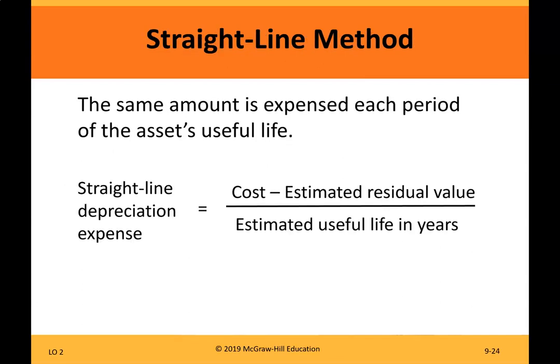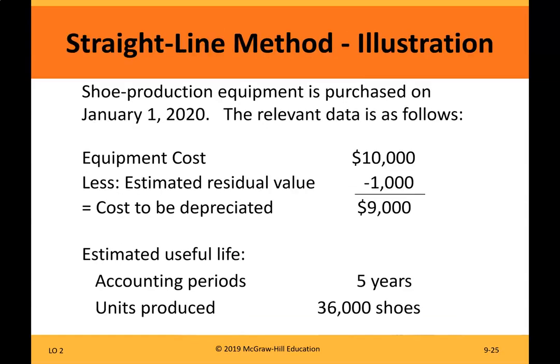Straight line method. The same amount is expensed each period of the asset's useful life. So straight line depreciation expense equals cost minus estimated residual value divided by estimated useful life in years. Straight line method illustration. Shoe production equipment is purchased on January 1st, 2020. The relevant data is as follows. Equipment cost $10,000, less estimated residual value $1,000, cost to be depreciated $9,000. Estimated useful life, accounting periods, 5 years.